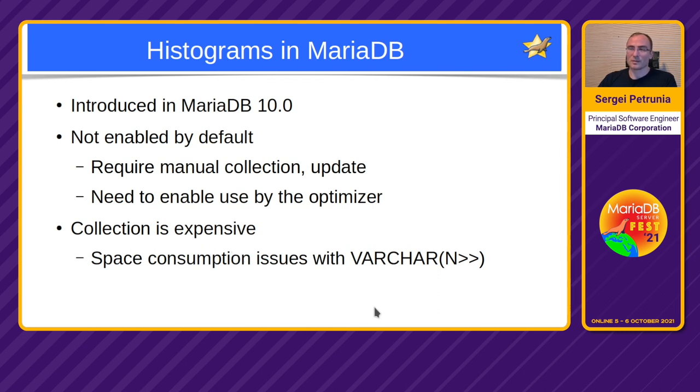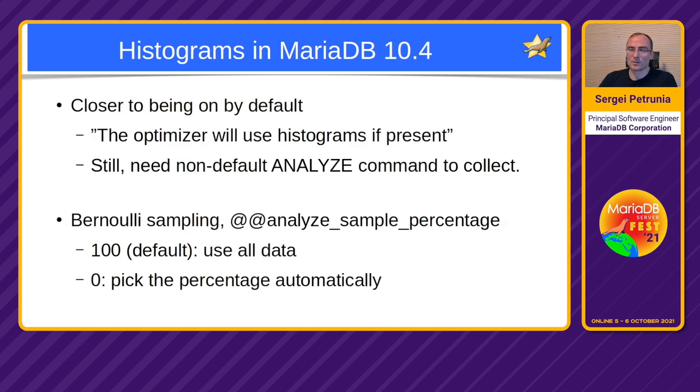So that still we felt that that feature is kind of used less than it deserves. So in MariaDB 10.4, steps were made to make histograms closer to being on by default. The default settings were changed so that the optimizer would use histograms if they are present. But still, you need to issue some special analyze command to collect the histogram.